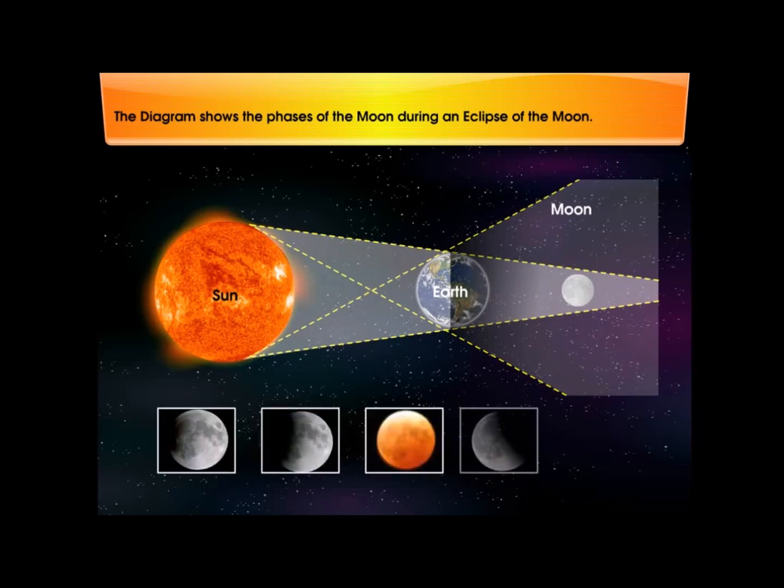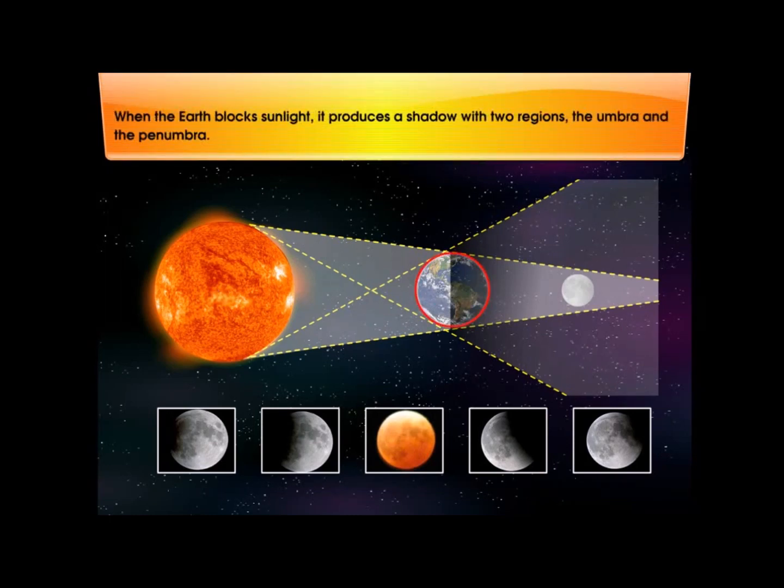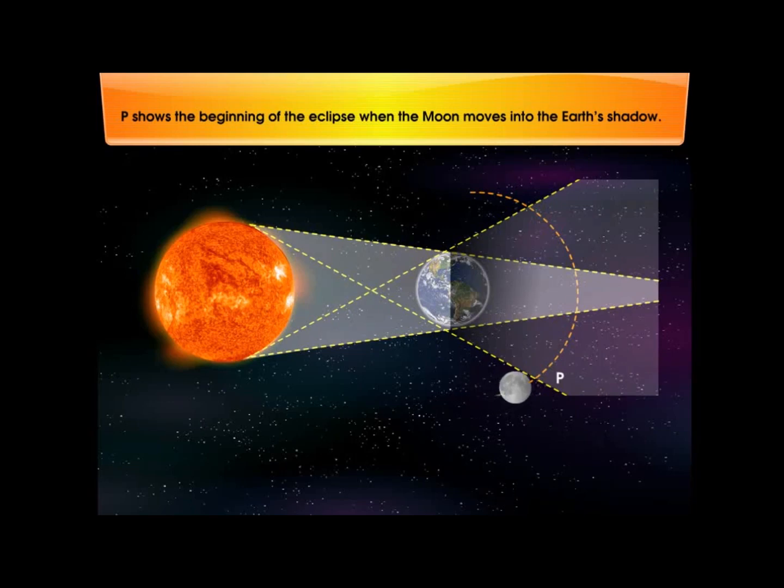The diagram shows the phases of the moon during an eclipse of the moon. When the Earth blocks sunlight, it produces a shadow with two regions, the umbra and the penumbra. P shows the beginning of the eclipse when the moon moves into the Earth's shadow.